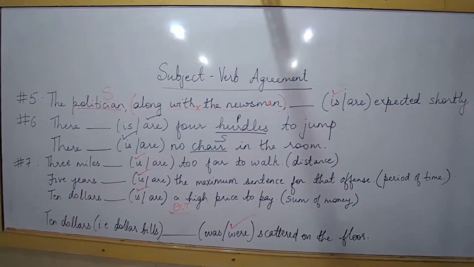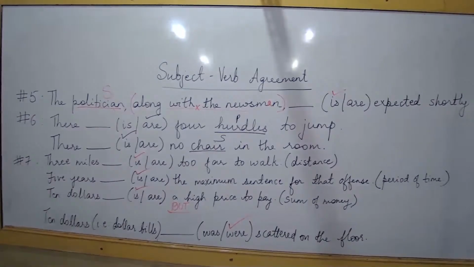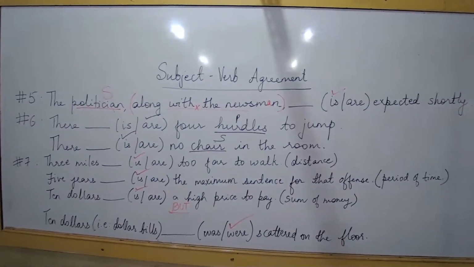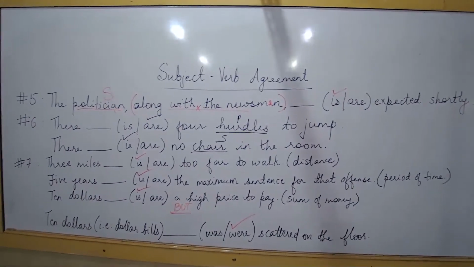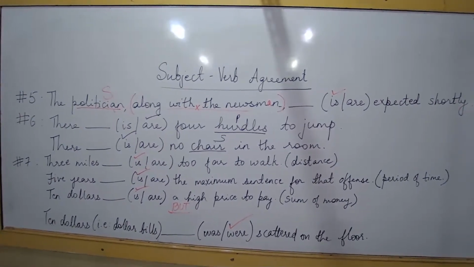Clear? And how many rules are there? There are many of them. You come to the 7th one. There are 12. Next one.